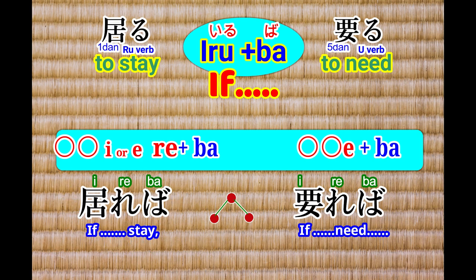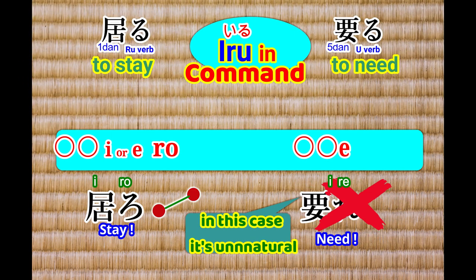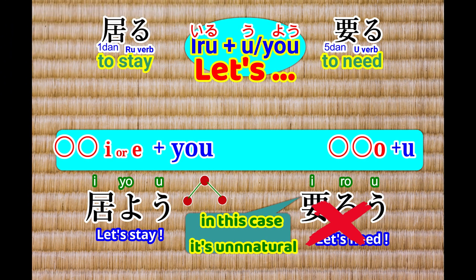5段活用 いれば, if, need. いる in command form. This is very rough. I don't recommend using it in daily life. 一段活用 いろ, stay. 5段活用 いれ, need, but this is very unnatural usage in meaning. いれ, we never say that. いる plus う, let's: 一段活用 いよう, let's stay. 5段活用 いろう, let's need. But this is very unnatural, as I said. So did you get the difference between 5段活用 and 1段活用?